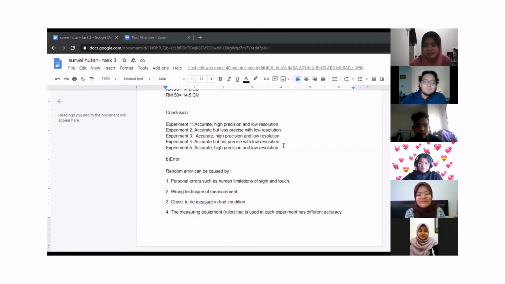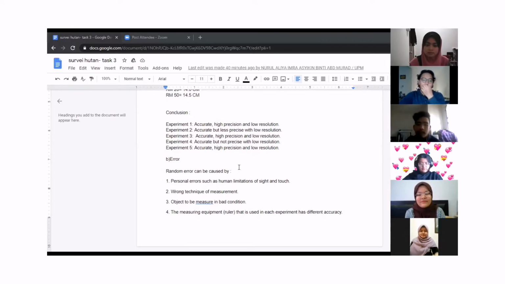Thank you, Fatin. There are two types of error: random error and systematic error. For this experiment, we get random error. The first cause of random error is personal error, such as human limitation of sight and touch. Second is wrong technique of measurement. For the third and fourth, I pass to Umar. Okay, Aisyah.